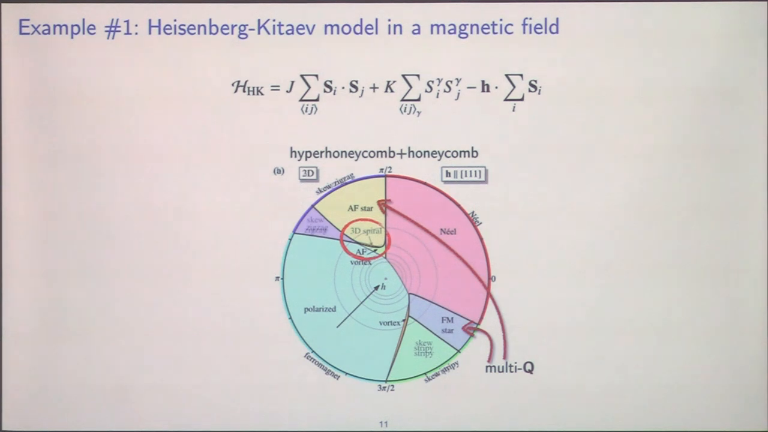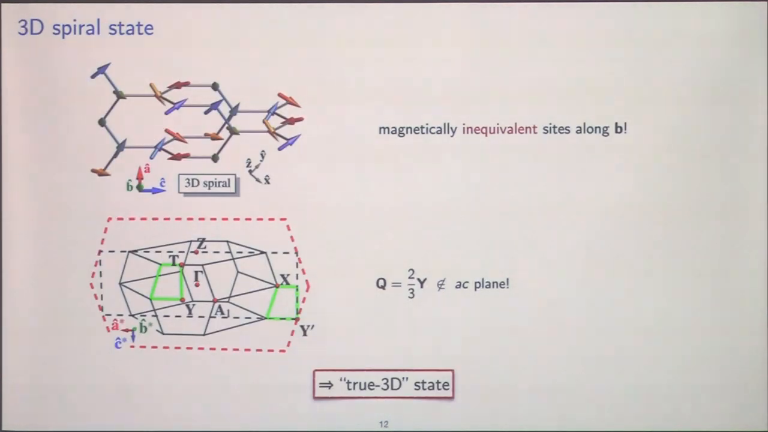Let me just flash that there is an exception, the so-called 3D spiral phase. This is the only phase which occurs in the hyperhoneycomb lattice, but does not occur in a planar honeycomb lattice. In fact, if we plot the spin direction of this classical ordered state, we see that sites which are separated by the B direction, the purple and orange spins, are inequivalent and therefore obviously not a quasi-2D state, so the 3D-2D mapping does not apply. You also see that the ordering wave vector is not at one of these high symmetry points that are marked here, but somewhere in between, not in the AC plane. So this is a true 3D state. This can also occur, and therefore the phase diagram in that region will differ.